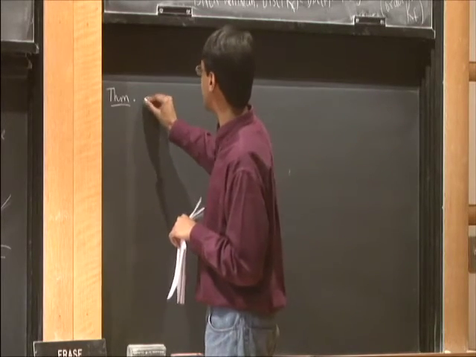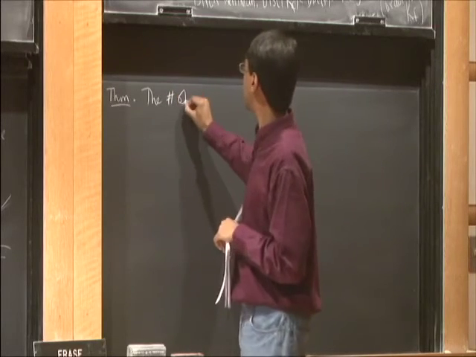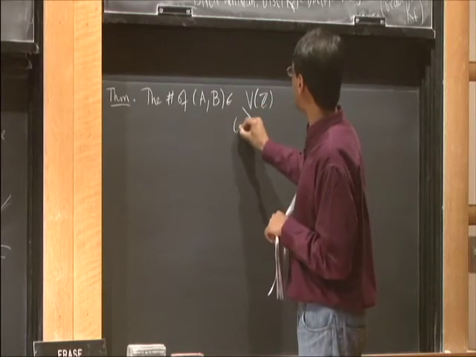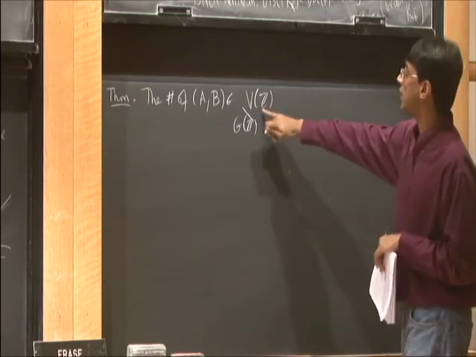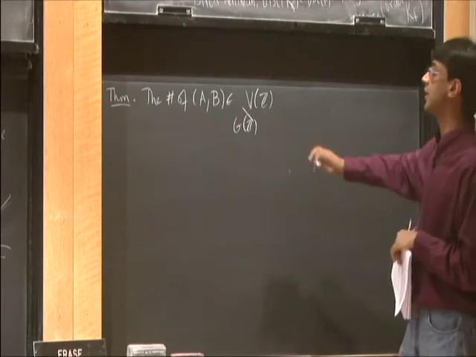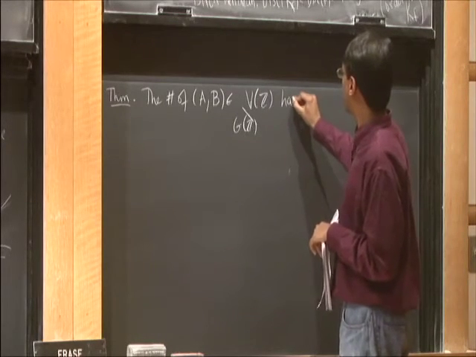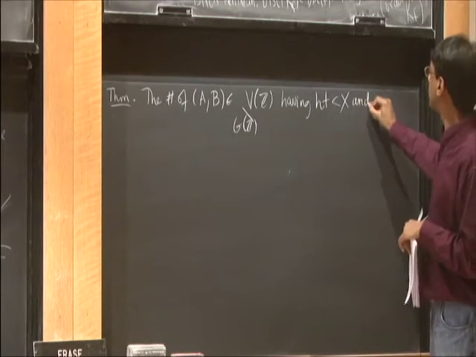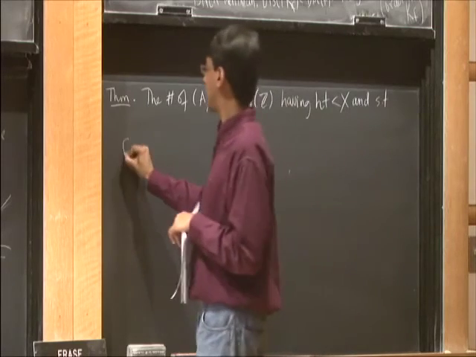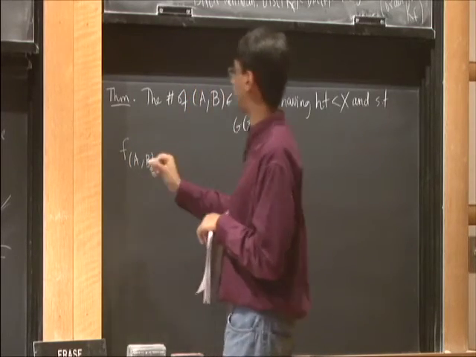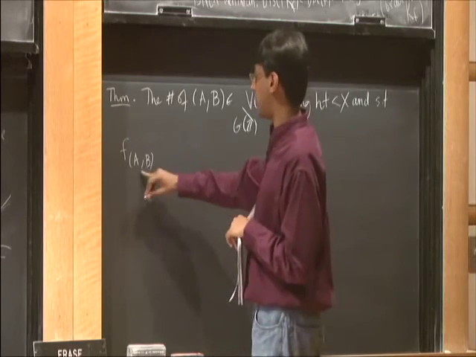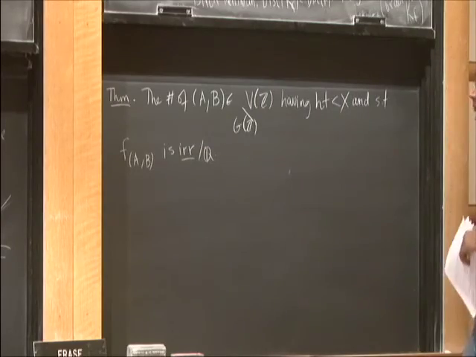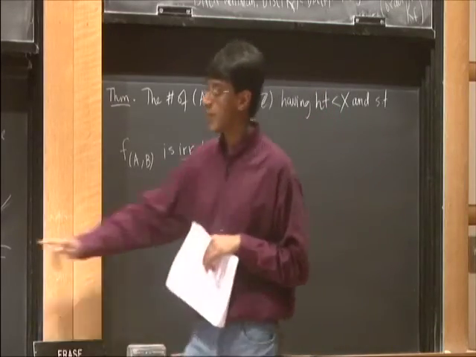But I'll tell you, so the theorem is that the number of (A,B) in V(Z) up to the action of G(Z), okay, so these are pairs of symmetric matrices up to the action of GL_n(Z), having height less than X, and such that the binary form associated to (A,B) is irreducible over Q, okay, it doesn't factor over Q, grows like the volume of this region.